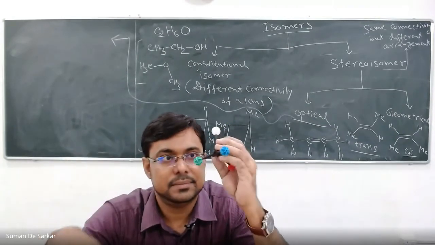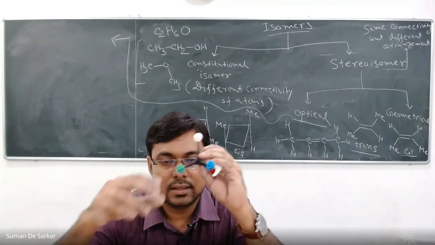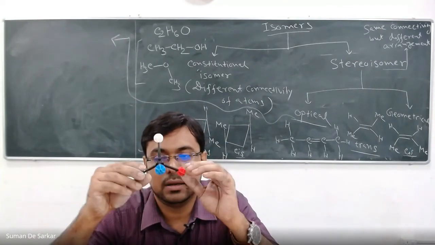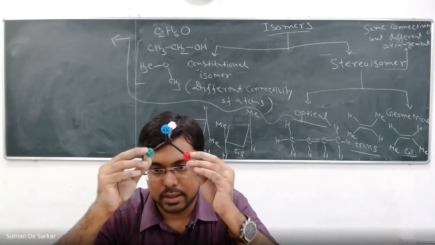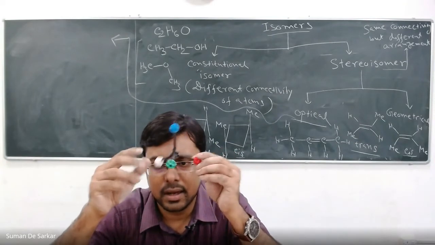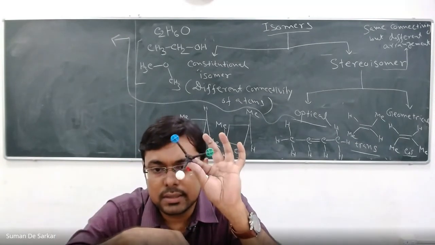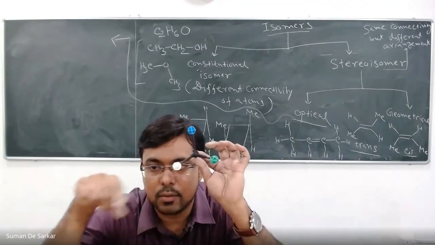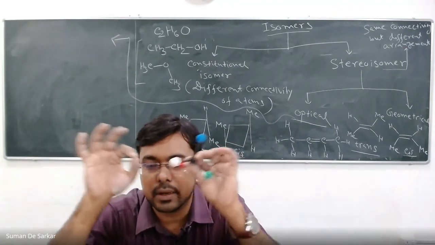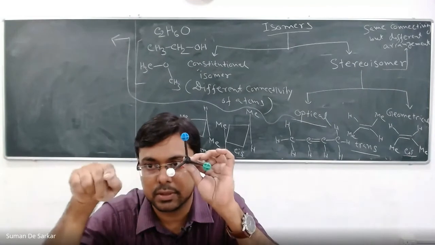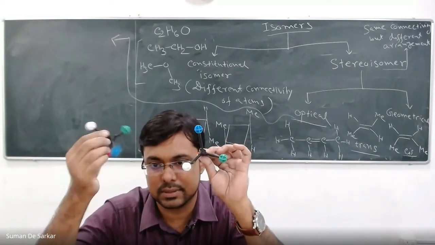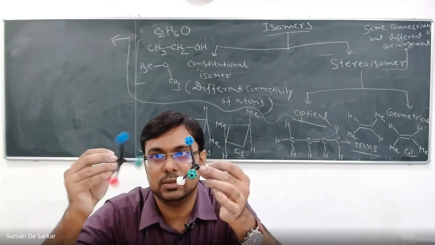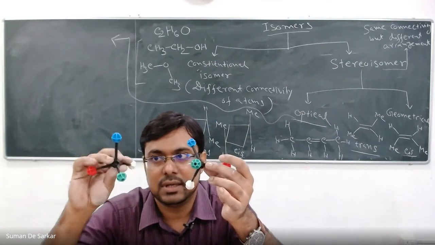As I said, for understanding these optical isomers, you need to think about the mirror images. Suppose you have one molecule like this, and you just hold this in front of the mirror, and whatever you see in the mirror, you build up another molecule. So the mirror image, you make another model. That is what we made here, right? As you have seen, these two are mirror images of each other.